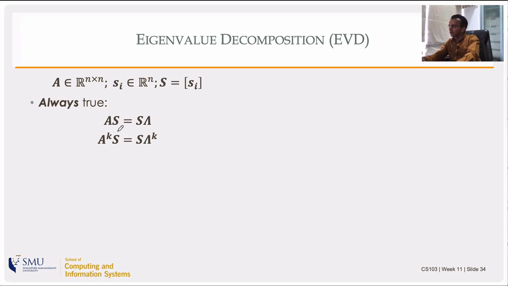I put S lambda there, and I multiply by A again, and I get A squared. And then on the other side, lambda just gets squared. So A to the power k S is equal to S times lambda to the power k. That also is always true.